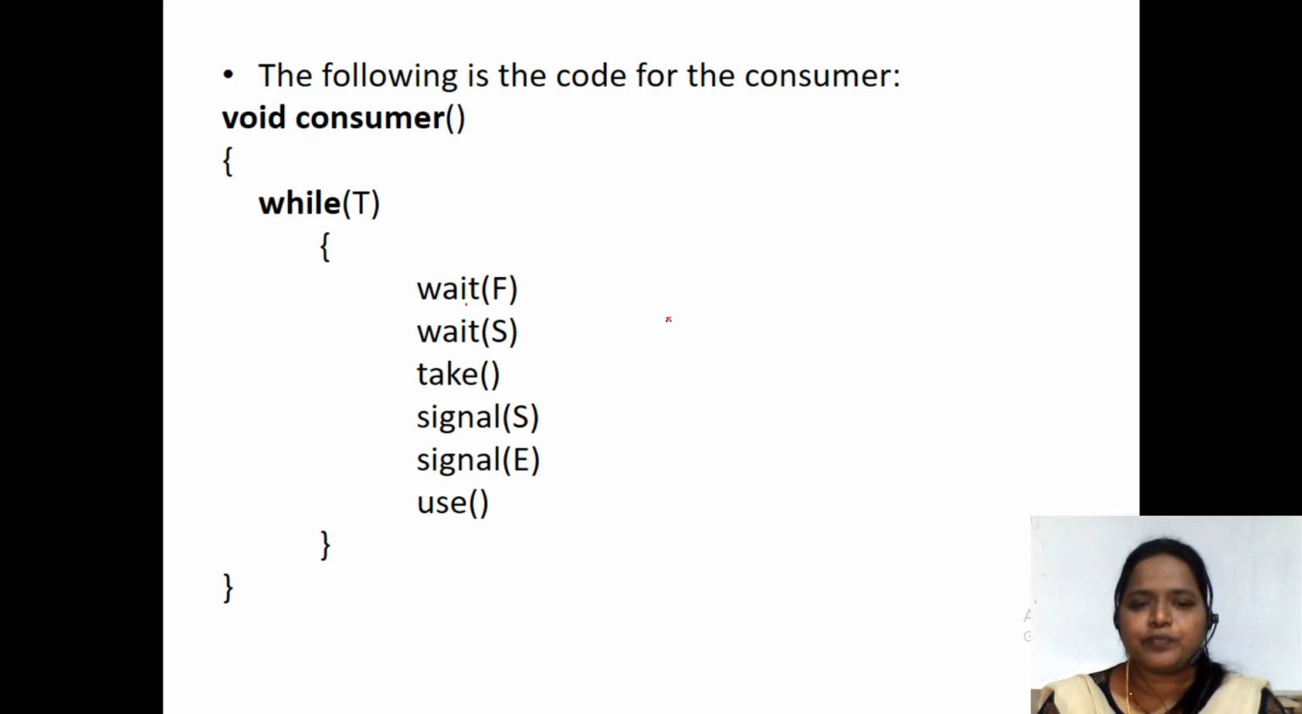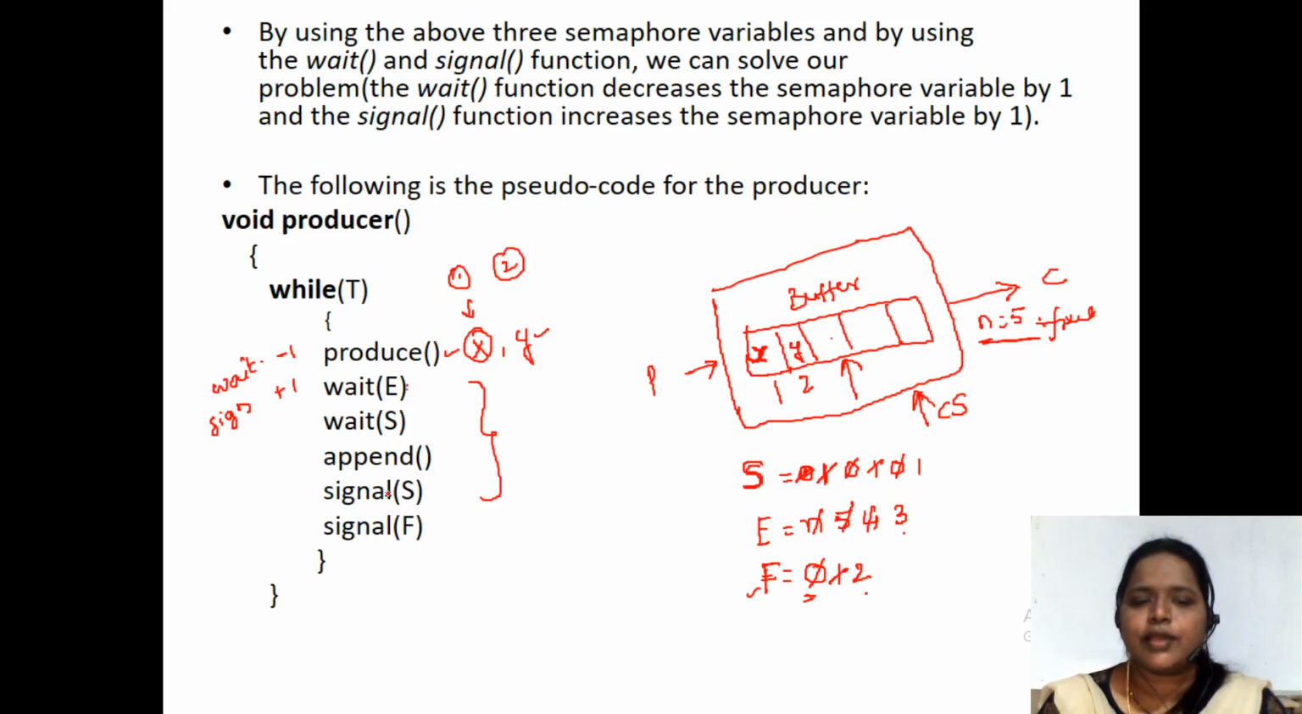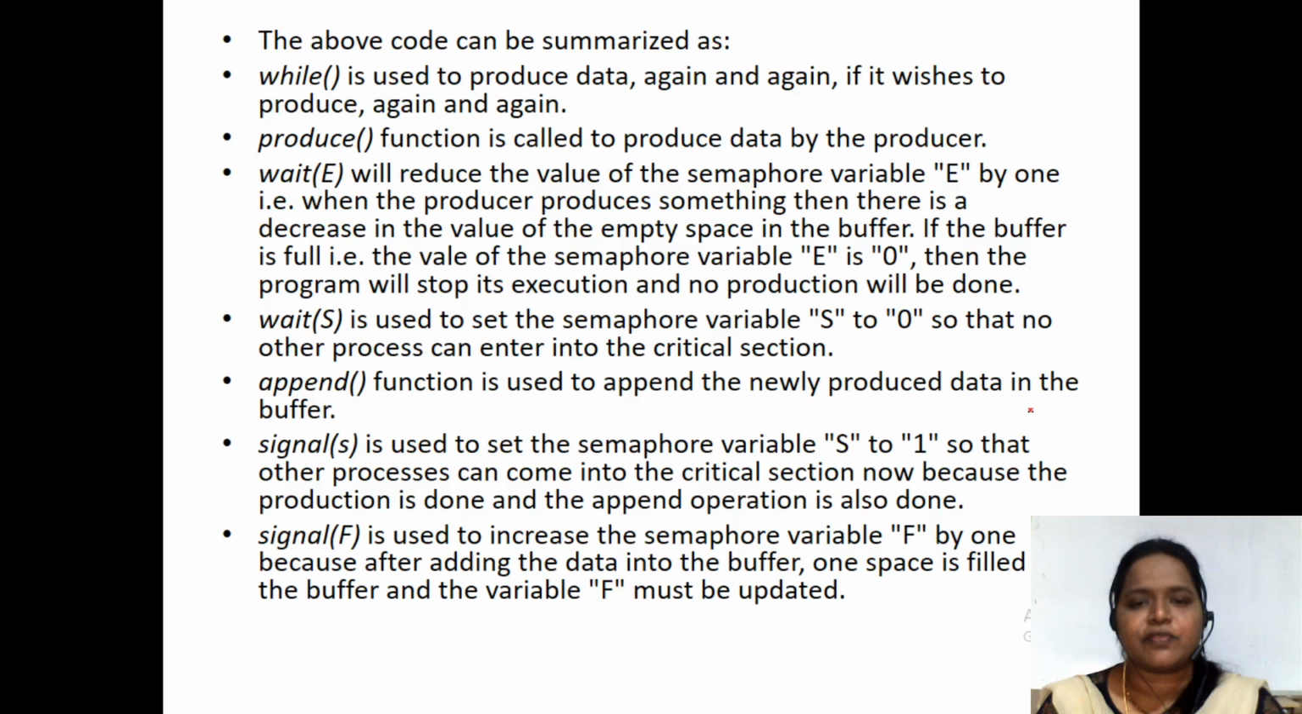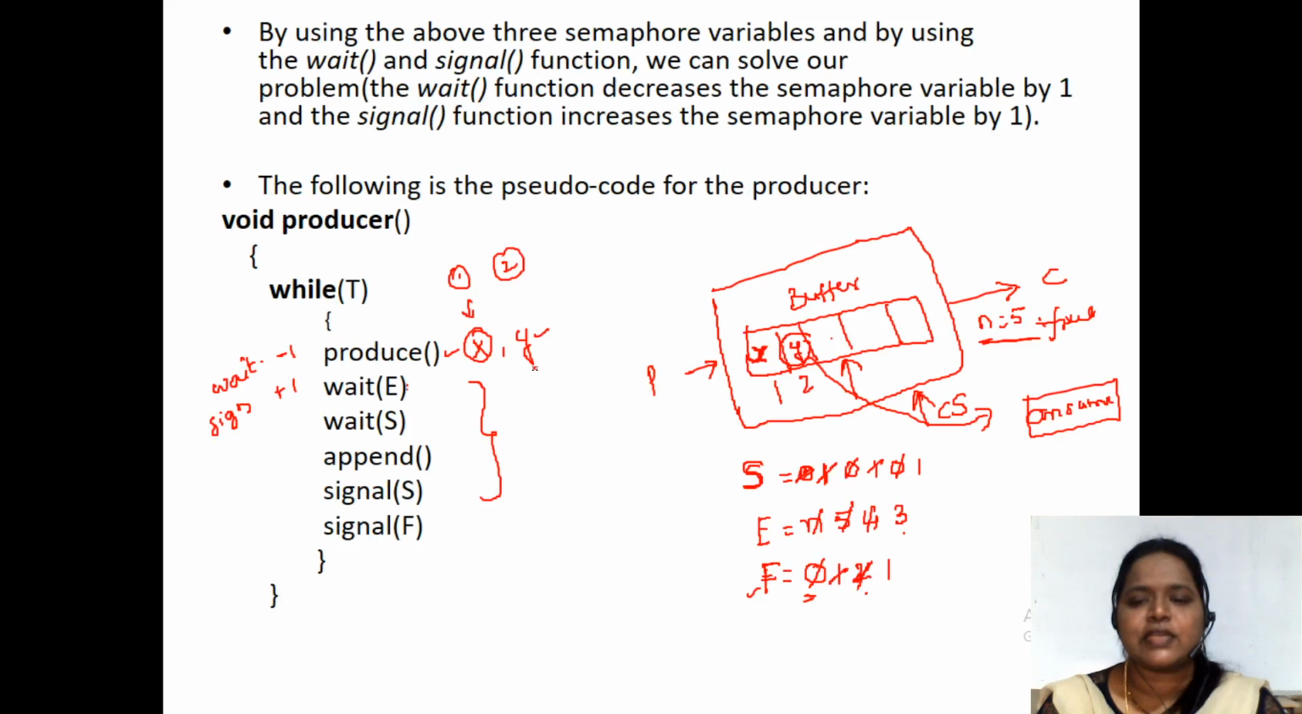So initially, if the consumer wants to consume any item, now he has to remove one item from the buffer. So wait(F), in the sense of full, we are going to decrement it. So 2 becomes 1. Why? Because we are taking one item from the buffer. Next is wait(S). So wait(S), now 1 becomes 0.